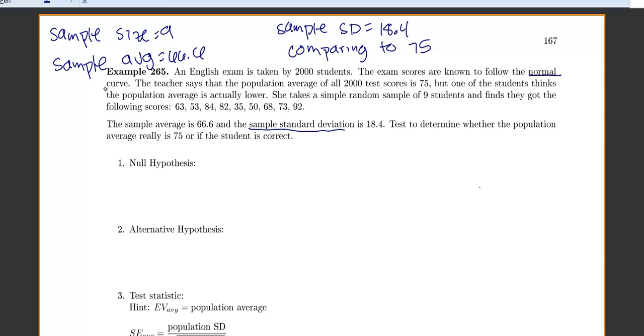Let's see what else. Exam scores are known to follow the normal curve. So it follows the normal curve, which is good because we have a small sample. My sample is only 9. And if it didn't follow the normal curve, I couldn't do this problem. So because I have a sample SD, I know I have to use the t-test.